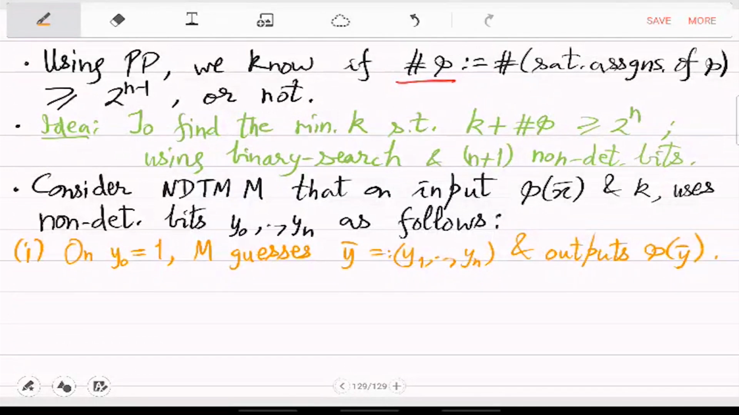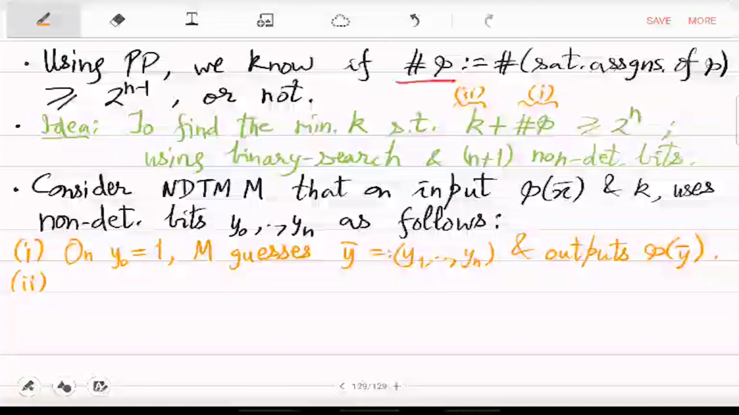So basically it is just guessing a satisfying assignment, right? The output will be 1 if and only if a satisfying assignment was guessed. Otherwise, so this is kind of step 1, the part of #phi, right? You can think of this as step 1. And step 2 will correspond to k, so that the sum comes out to be 2 raised to n.